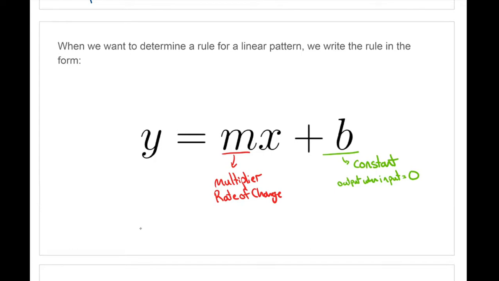As I mentioned, you could rewrite it as y equals b plus mx if you wanted to, because it might make more sense to start with our constant at position 0, and then our multiplier is what we add on every time. However you want to write it is up to you.